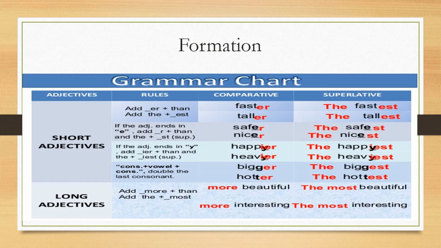Remember to use more when we compare, the comparative form, and use the most when we are using the superlative form. For example, this book is the most beautiful book. I am comparing one book with all the books. This movie is the most interesting movie. Remember, more comparative, the most superlative.